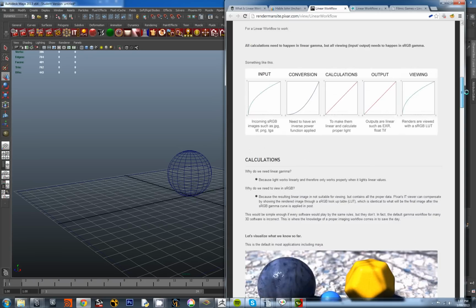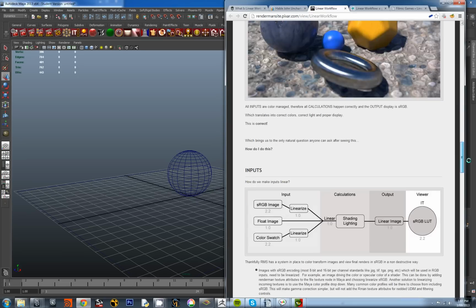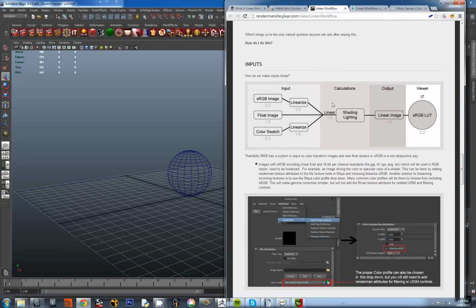So in other words, there are several points within a workflow where things need to be done. With the input, anything that's an sRGB image needs to be linearized. Also, the color swatches within Maya need to be linearized because they're not, by definition, linear to start with. So there's a way of doing that. We'll have a look at this in a while.